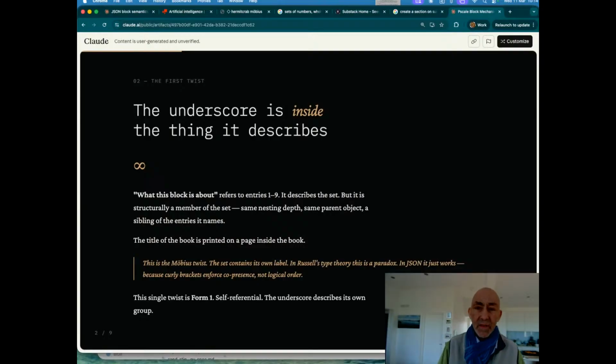In Russell's type theory, this is a paradox. In JSON, it just works, because curly brackets enforce co-presence, not logical order. The simple twist is form 1, self-referential. The underscore describes its own group.